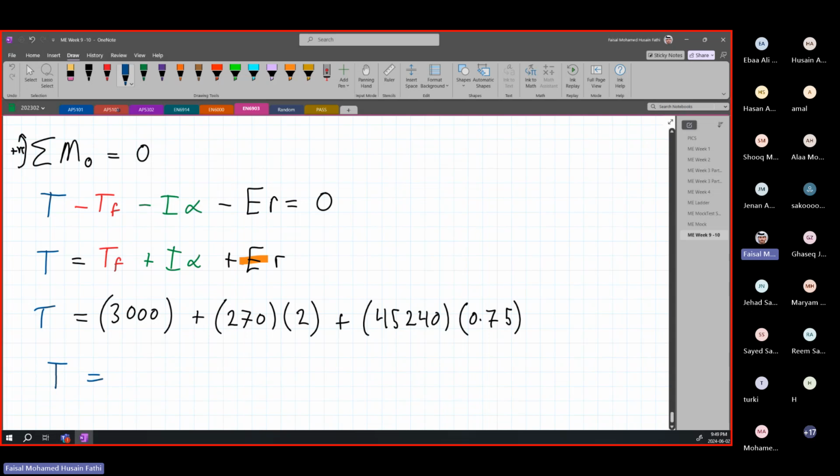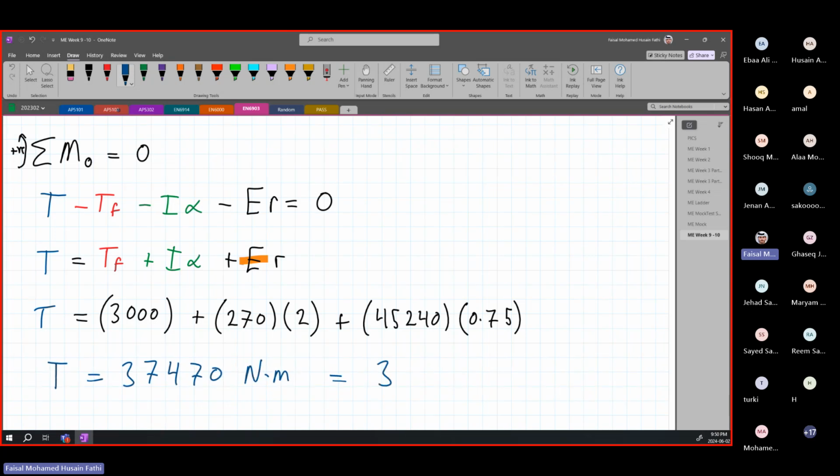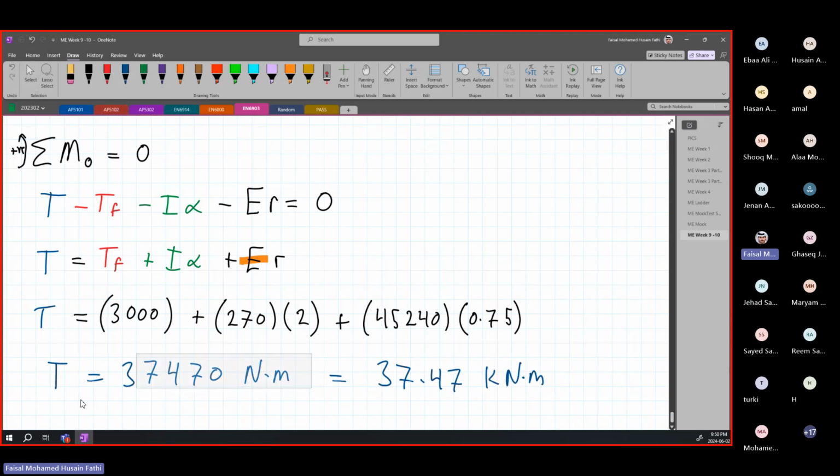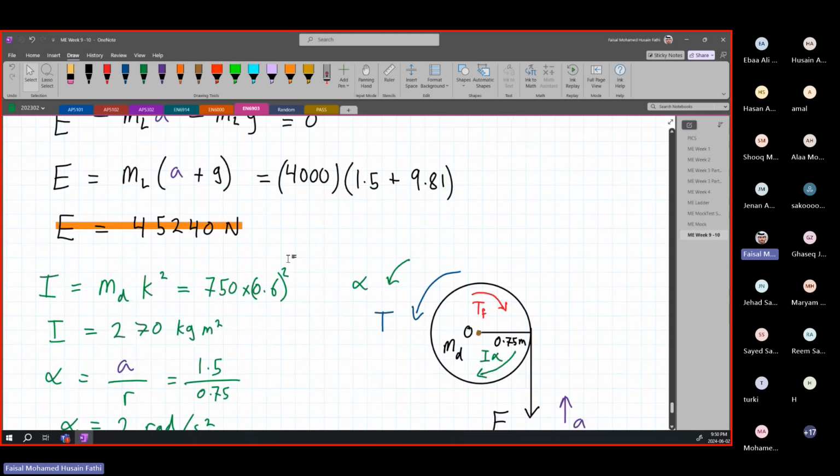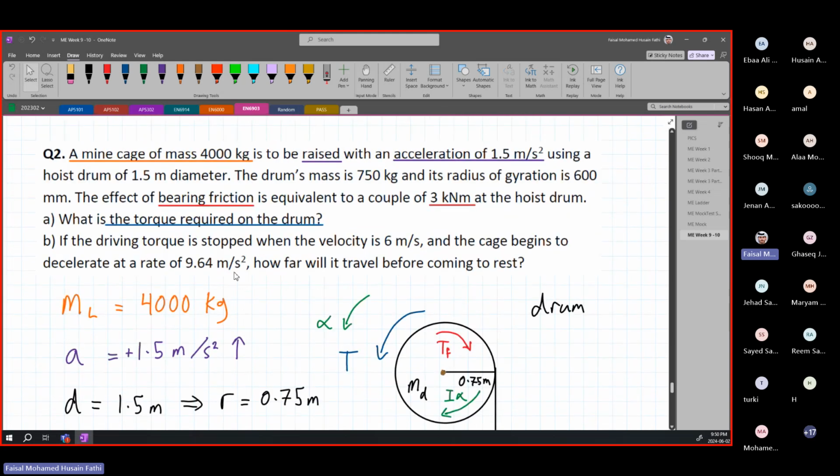And now we can simply add up all these values to find the torque value. Bringing out the calculator, 3000 plus 270 times 2 plus 45,240 times 0.75. It's going to give me 37,470 Newton meters, or you can say this as 37.47 kilo Newton meters. All right. As a final answer, you can keep it in this form. Nothing wrong with that, unless the question specifies in which units. Okay, so this was how it was solved for part A.